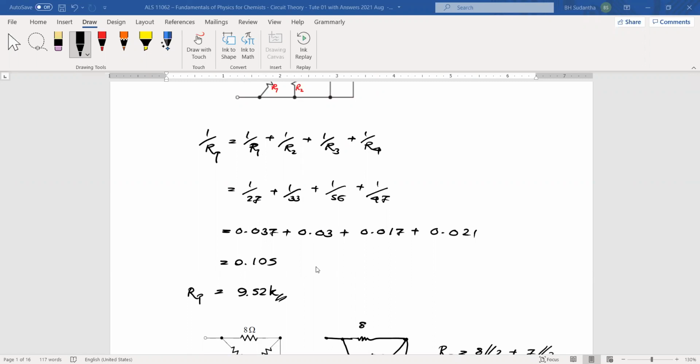Here, you can check these calculations. It's 1 over 27, and I put these things, and this is 1 over RT. Then I have taken the reciprocal of this, 0.105.